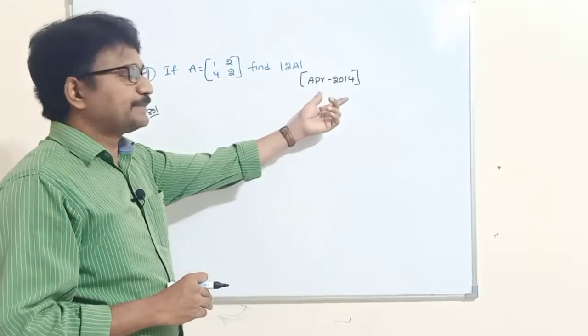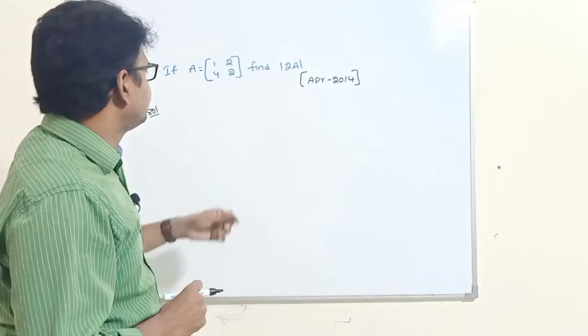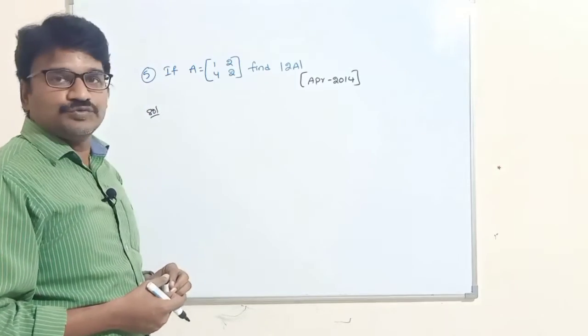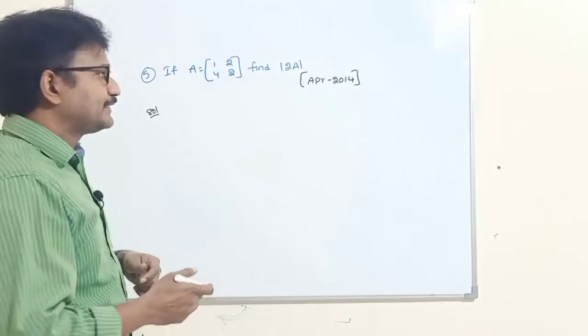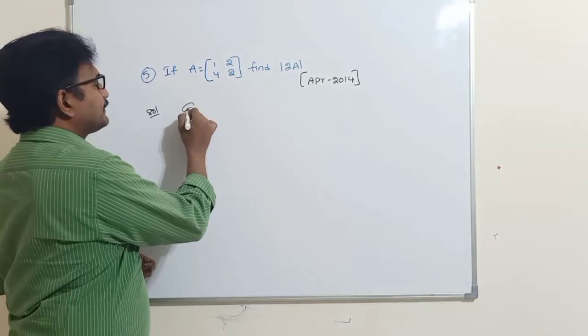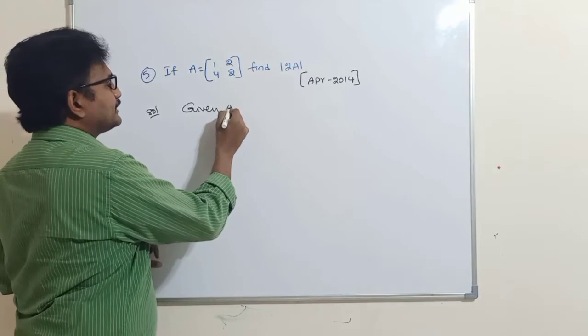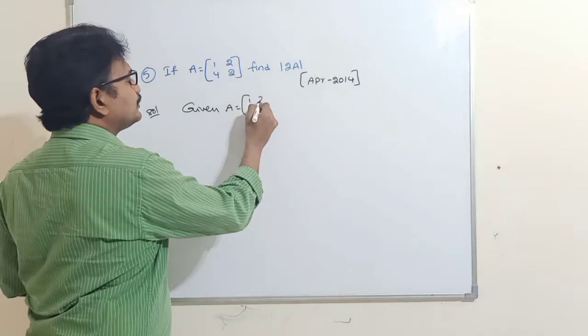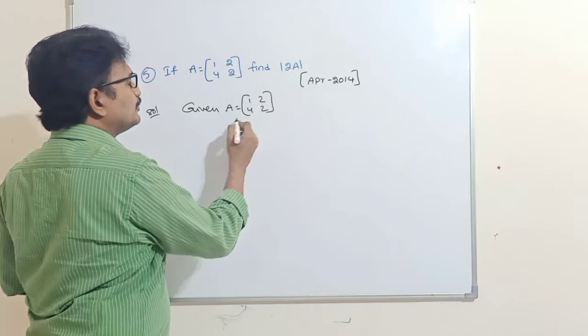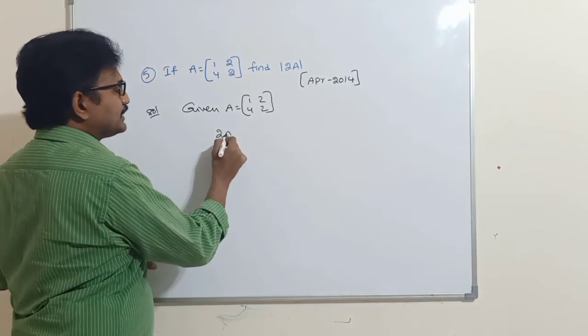Next question, April 2014. If A is equal to |1 2; 4 2|, then what is det of 2A value? Given matrix A is equal to |1 2; 4 2|. Then matrix 2A is equal to how much?